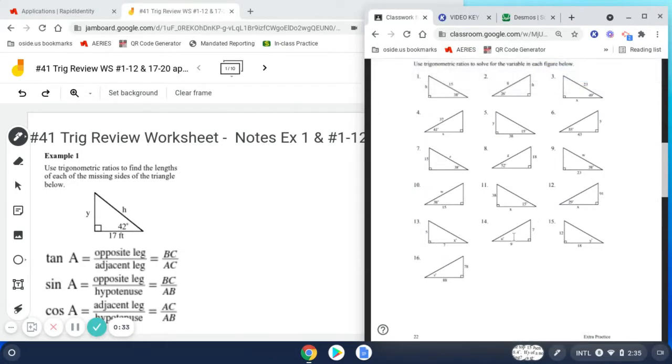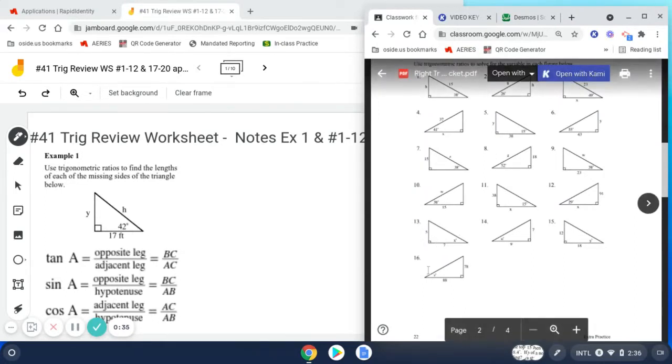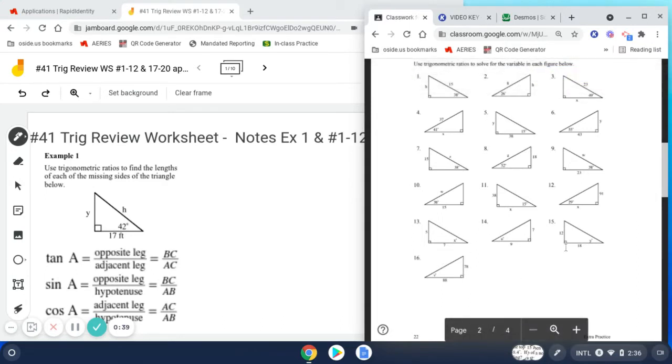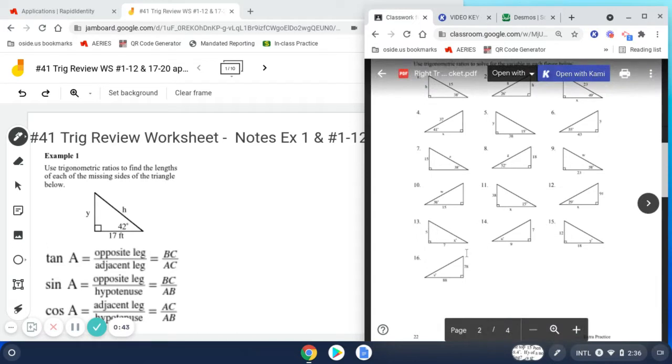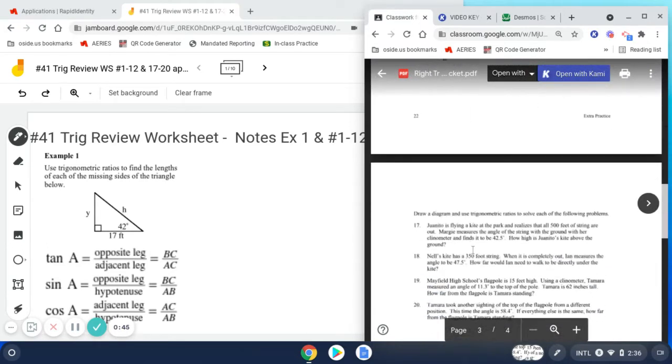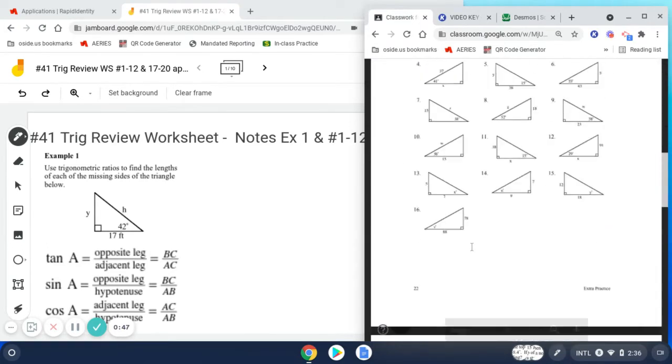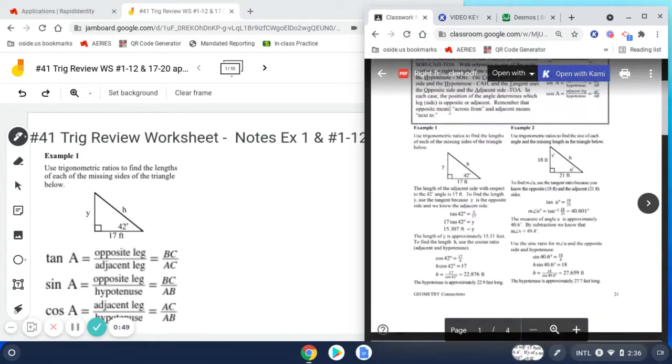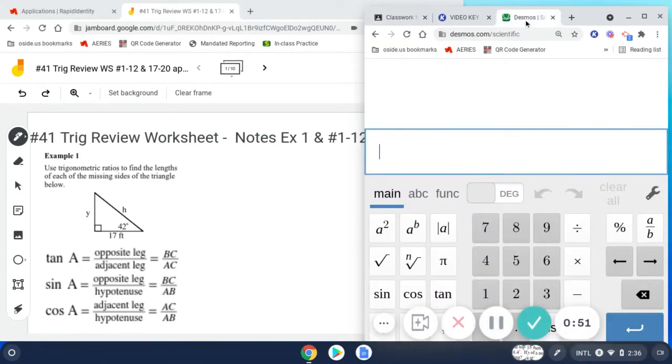Why are we not doing 13, 14, 15, 16? If you notice, these ones are not missing a side, but they're missing an angle. That's using something called inverse trig, which we have not learned yet. So we're not doing 13 through 16. And then there's a couple application problems here at the end. Okay, so this worksheet needs you to have a Desmos calculator available so that you can calculate some trig.